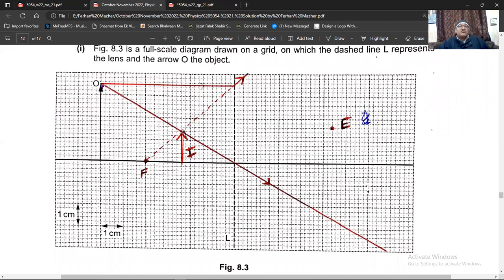Then start a line from the head of the object which is parallel to the principal axis. And after passing through the lens, join this point and the F, and it will be diverged along this line. Okay. So where this dotted line and this line intersect each other, here will be the head of the image. So from here, measure this height, that will be the height of the image. Measure this height, that's the height of the object.